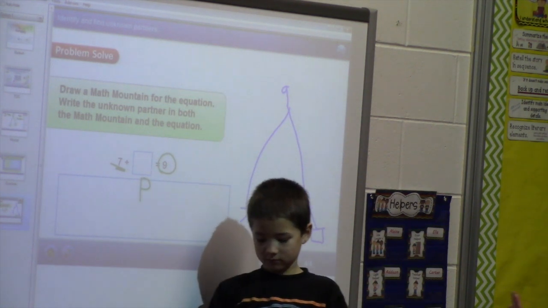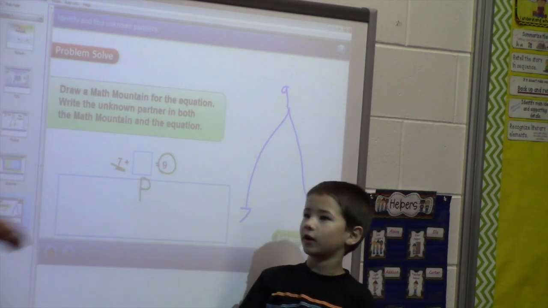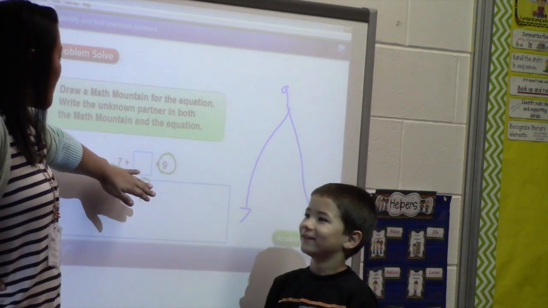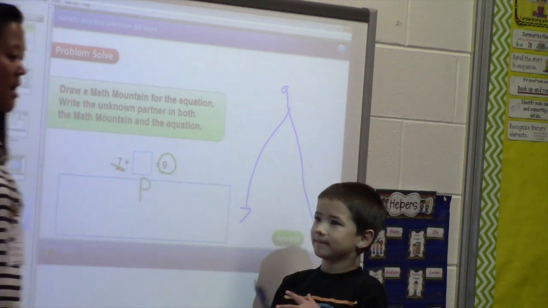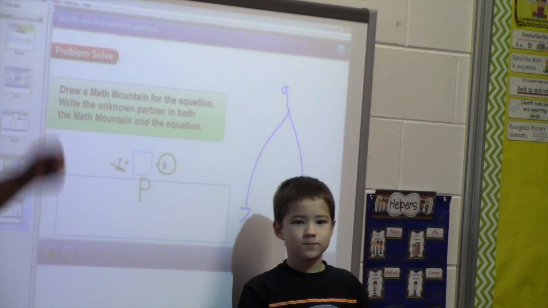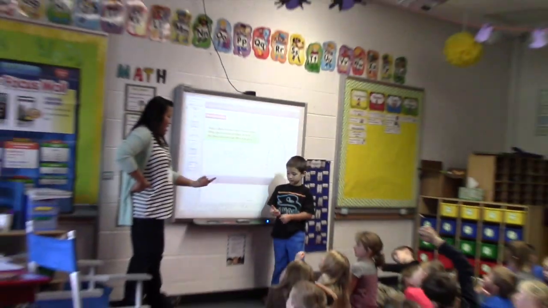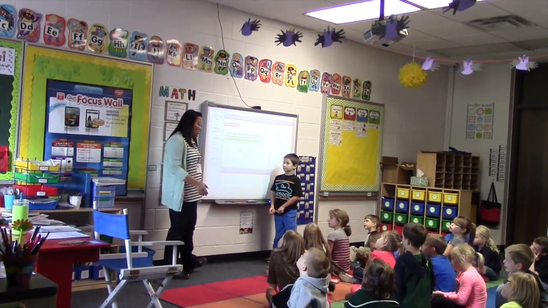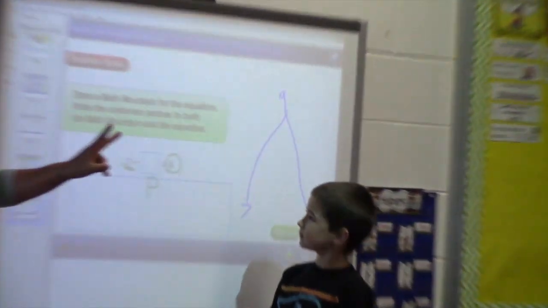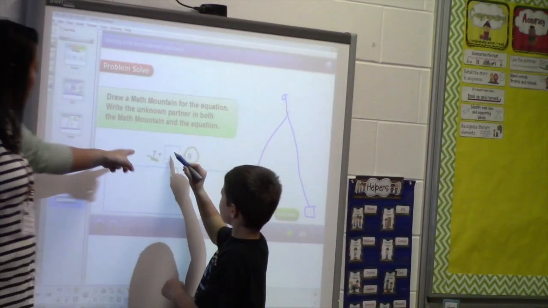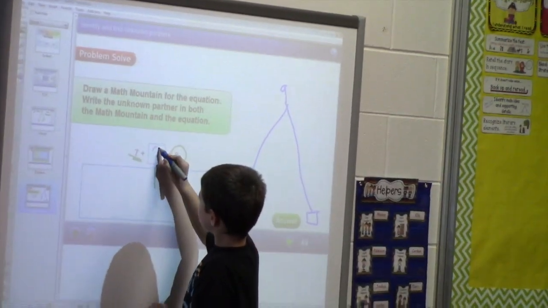Can anybody help Carter out? Let's count on with Carter. If we know that one of the partners is 7 and we need to get to 9, let's do it all together. 7, 8, 9. What's our other missing partner? 2. Very good. Can you fill in the box and the math mountain?